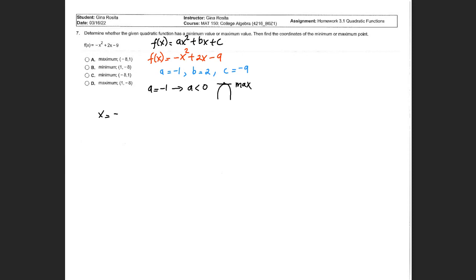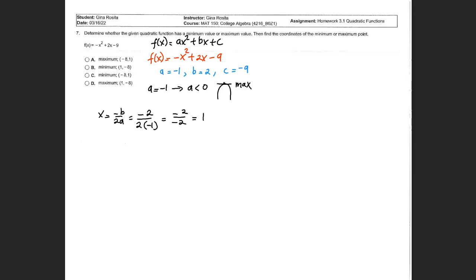It's x equals negative b over 2a. So negative b, which is negative 2, over 2 times a, and a is negative 1. So the answer is negative 2 over negative 2, which is 1.